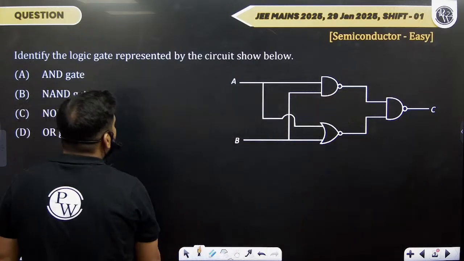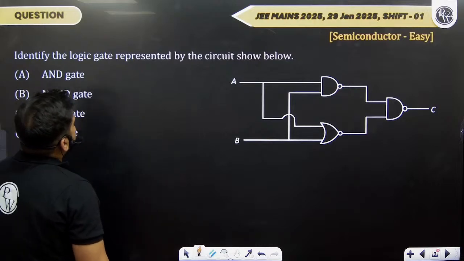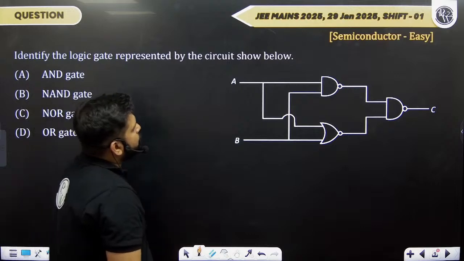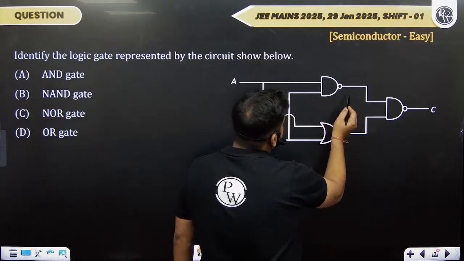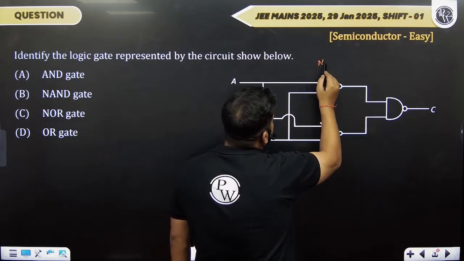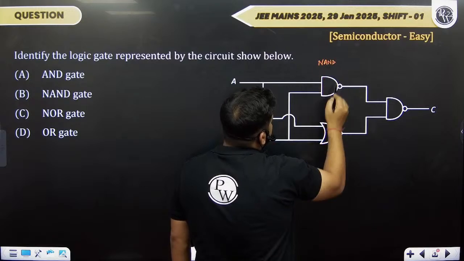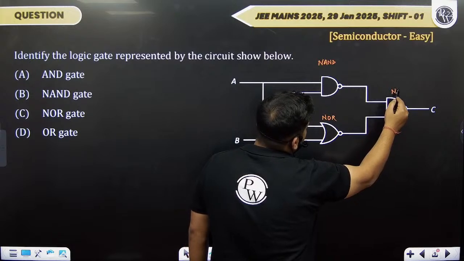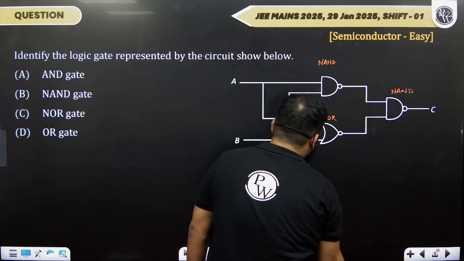semiconductors. Good. Identify the logic gate represented by the circuit shown. Okay. So let's write down the name of the gate. So this is a NAND gate. This is a NOR gate. And this is again a NAND gate. Now let's make the passes.